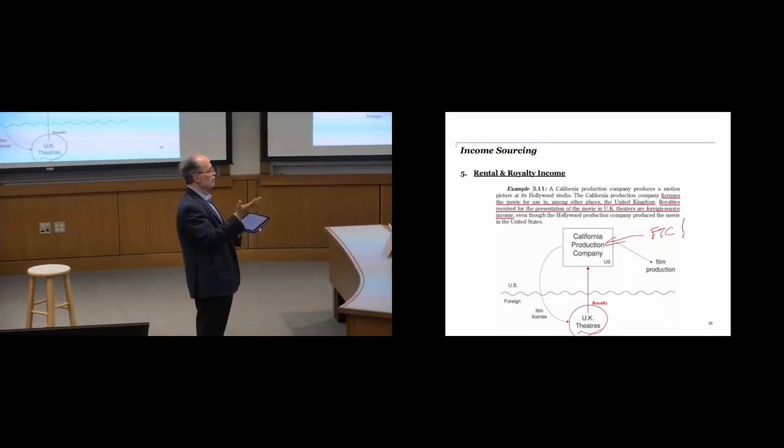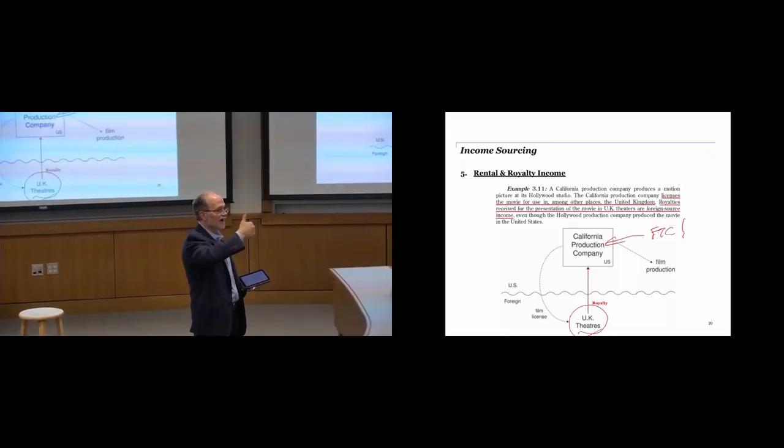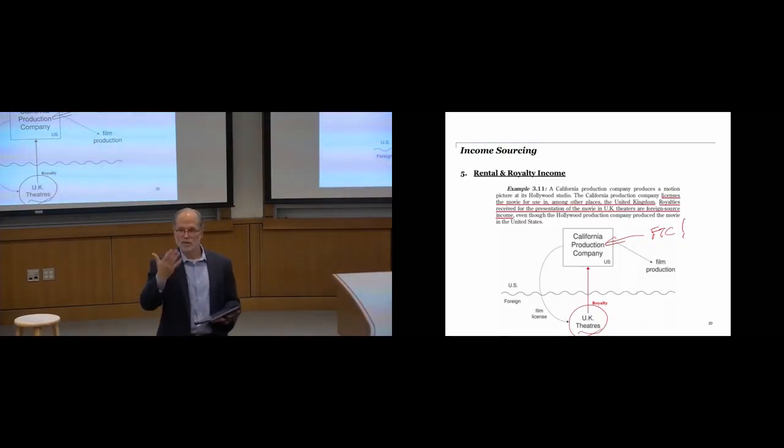Remember that multiplication in that yellow section? I want that thing as high as possible. If you're trying to claim a foreign tax credit, you want your foreign source income as high as possible because that's going to give you the highest limitation.